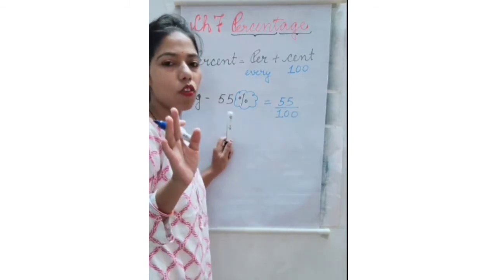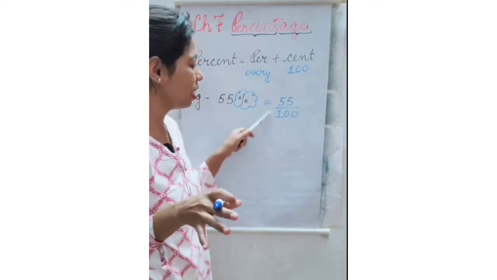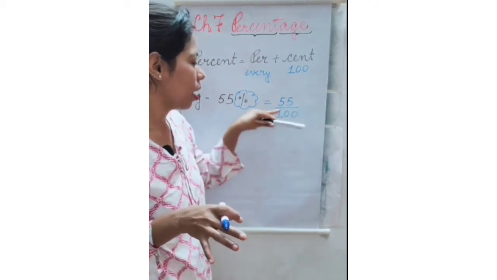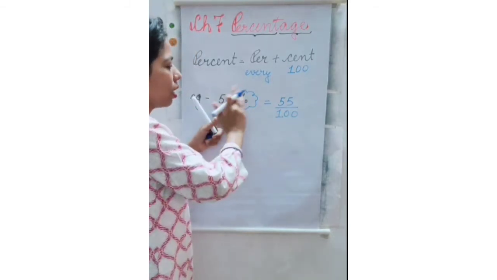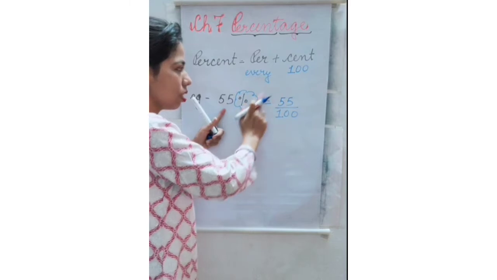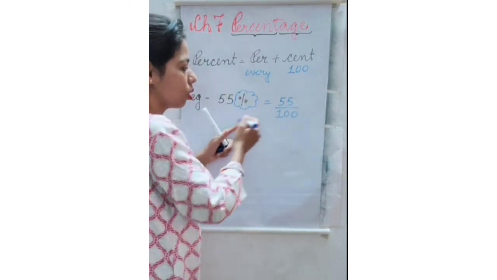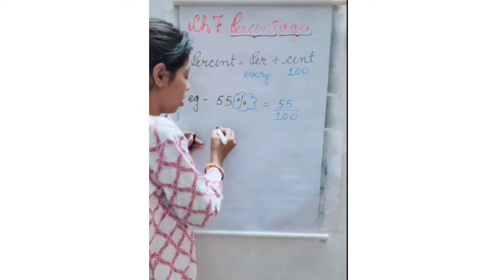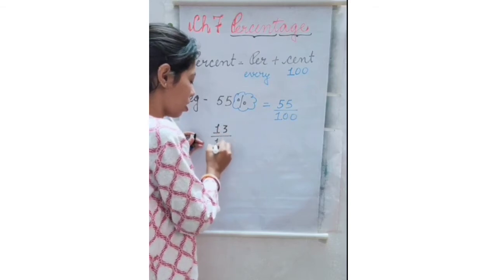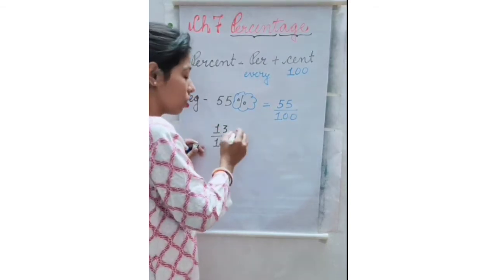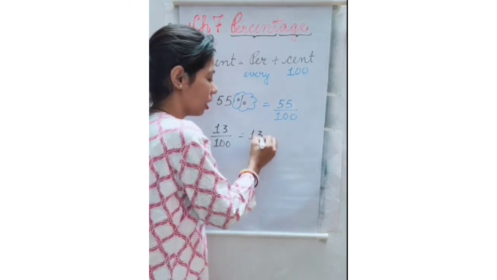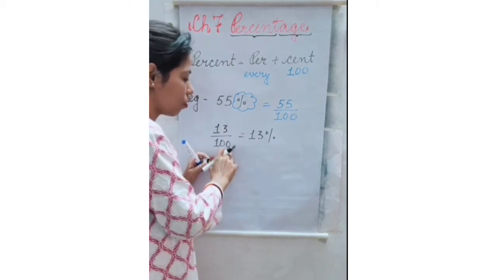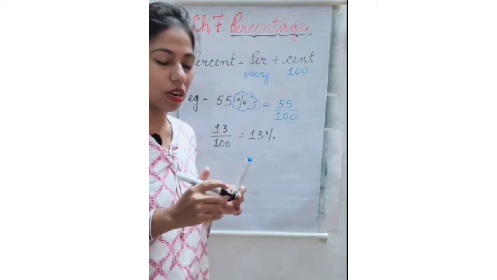If any number is given in the form of percentage, we have to express it in the form of fraction by writing this 100 in the denominator. When we expand this 55%, this percent, which is 100, will go in place of the denominator. And if you see a fraction like 13 by 100, we can read this fraction as 13%.